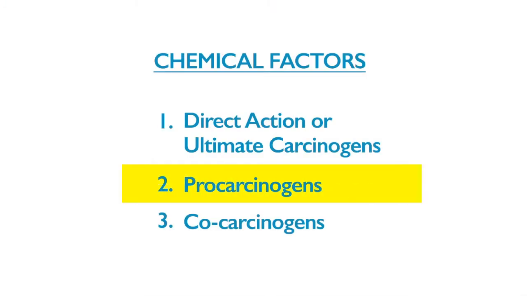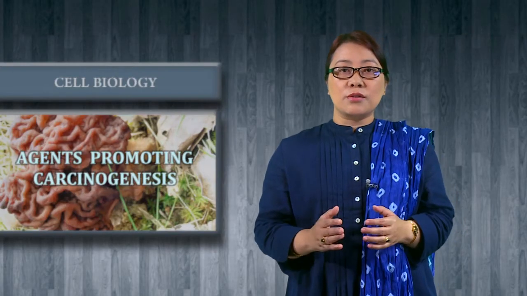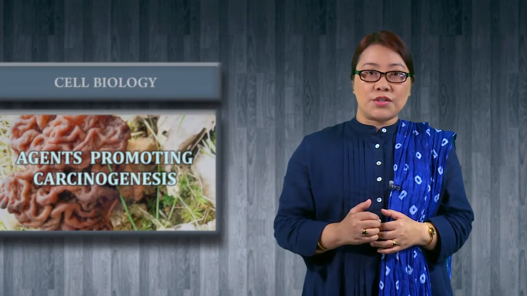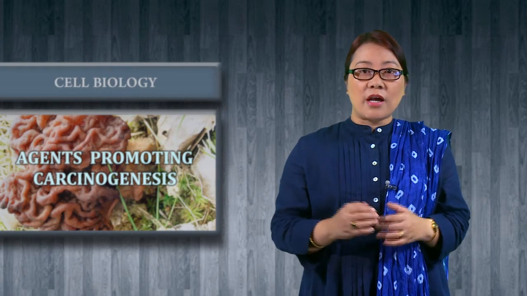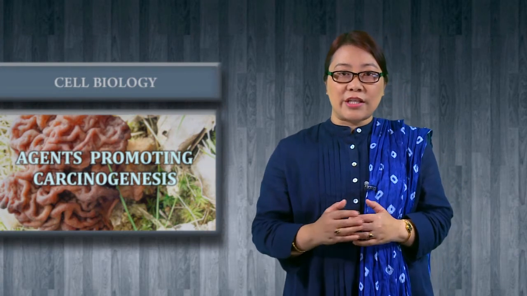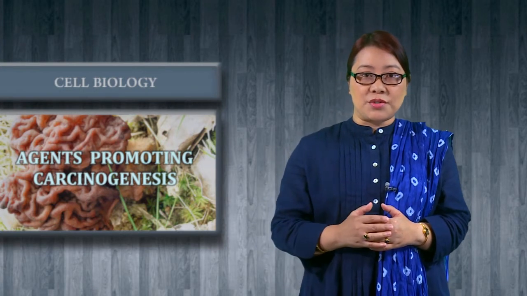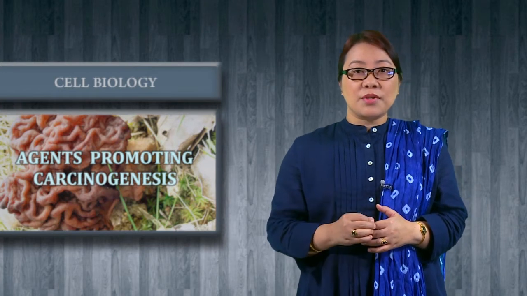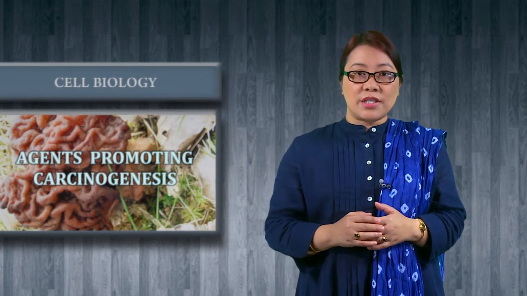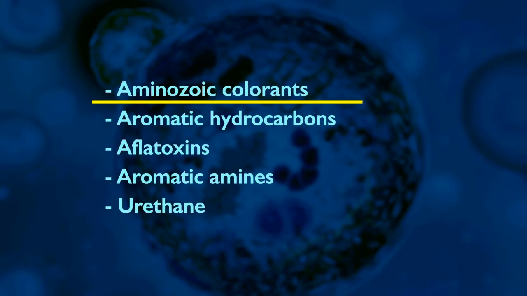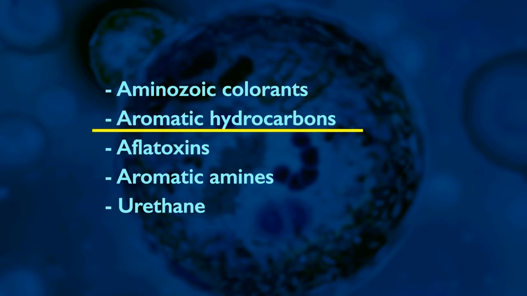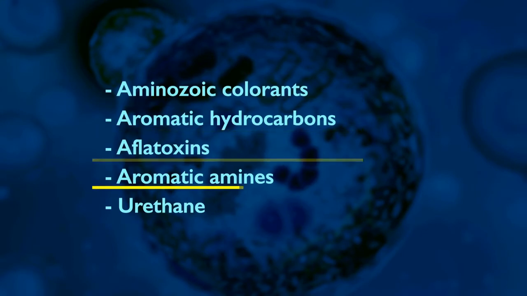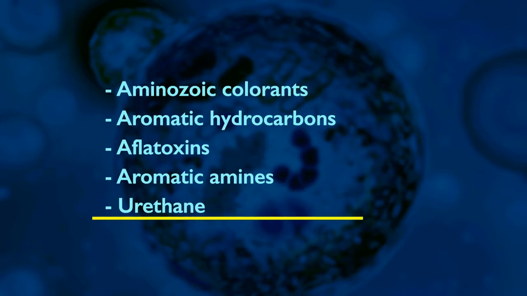Next are the procarcinogens. This group includes most of the chemical carcinogens that are activated after a previous metabolic activation to ultimate carcinogens. Common examples of procarcinogens include azo colorants, aromatic hydrocarbons, aflatoxins, aromatic amines and urethane.